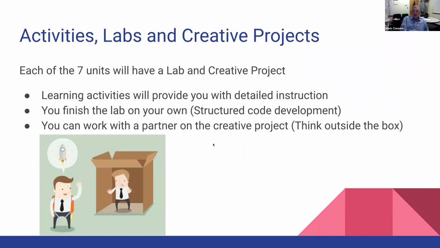In terms of the way the class is going to run, we're going to have 7 units. Each will have a lab and a creative project. The lab is kind of canned, will be more structured. The learning activities often will be quizzes or other things in Canvas. And then the creative projects are an opportunity for you to just do something crazy that really interests you. And I'm really hoping you're going to spend most of your time in each unit working on the creative project, because that means you're going to be really involved in things you're passionate about.